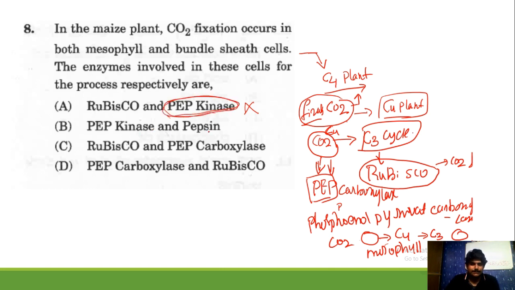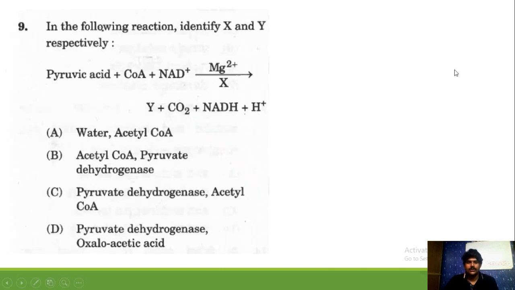So PEP kinase and pepsin, no, it is the wrongest answer here. So again, rubisco and PEP carboxylase has been given in a wrong way. So the D is the answer. The answer is D. Okay. Next, let's move on to the next question.